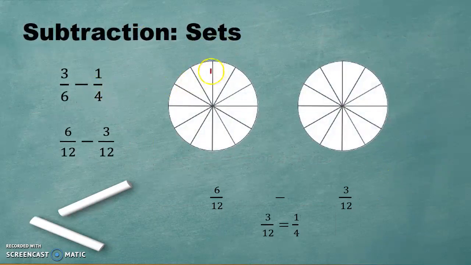For subtraction, I chose to use sets, so I have these pie charts over here. I'll show you my subtraction. Now, our minuend is 3/6, and our subtrahend is 1/4. So 3/6 minus 1/4. What I did here is similar to the addition, found a common denominator. So my common denominator is 12.